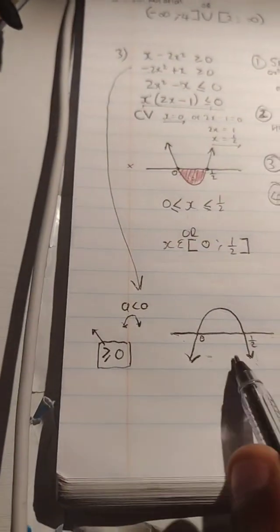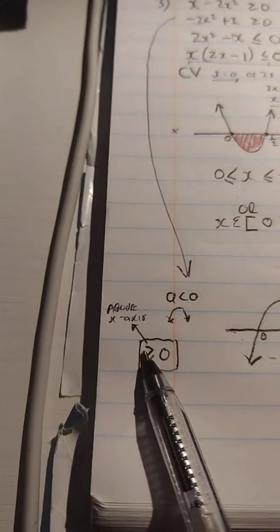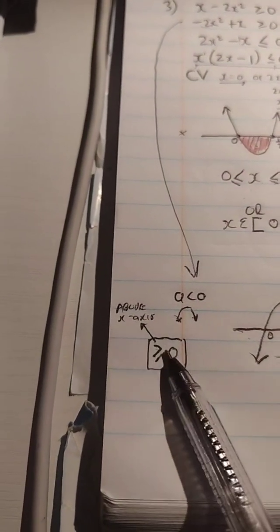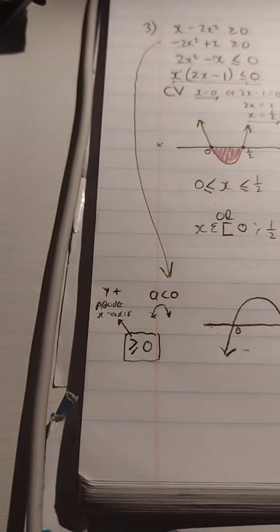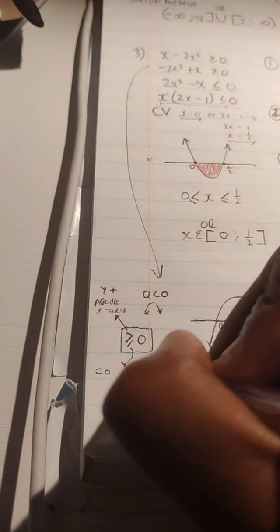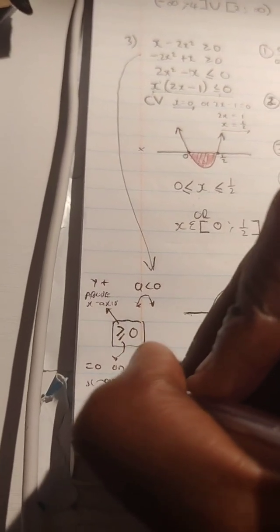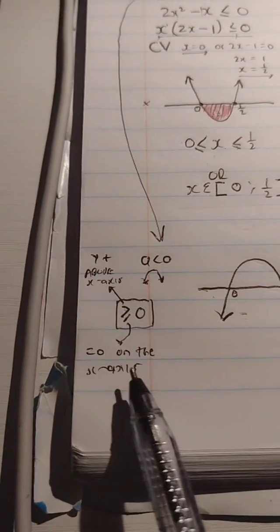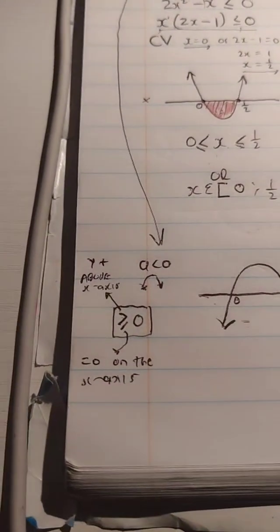Greater than, what does greater than mean? Greater than in this situation means above the x-axis. We can never interpret greater than 0 wrongly. Greater than 0 means above the x-axis. That is where y is positive. Let's look at equal to 0. The equal to 0 part means on the x-axis. Are we together now? The equal to 0 part means on the x-axis.